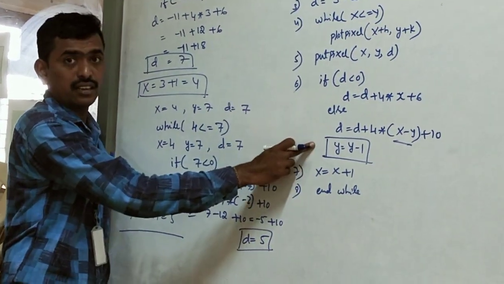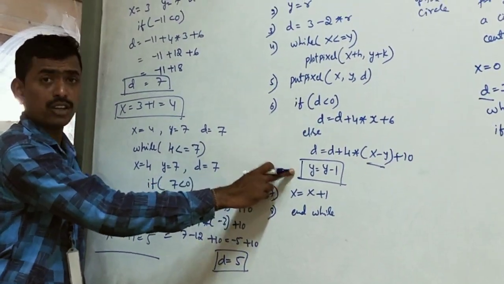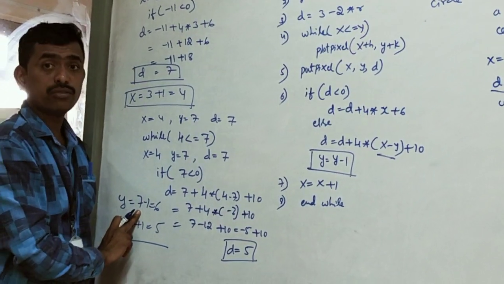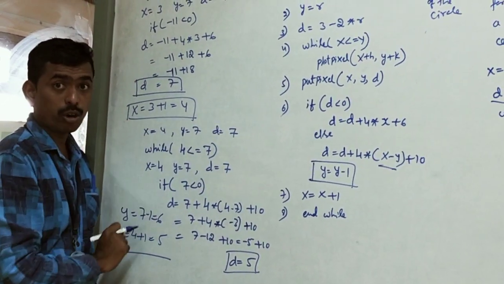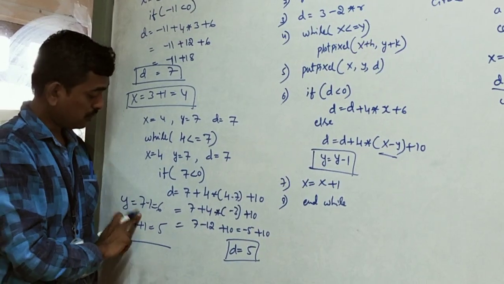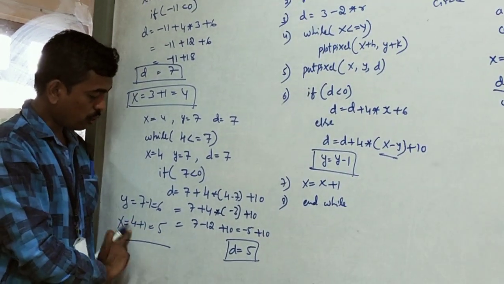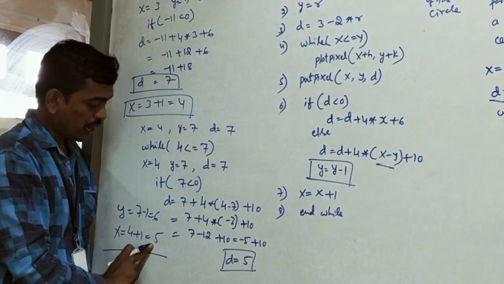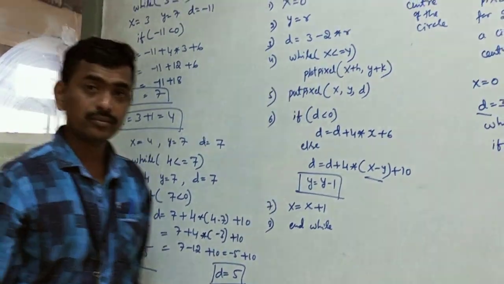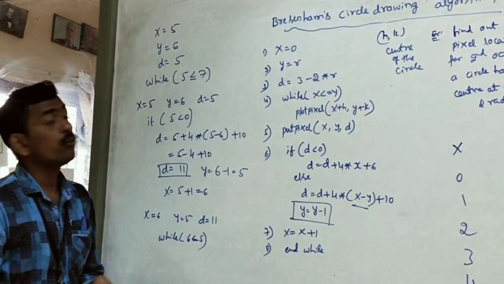Again in the second formula, y equals y minus 1, y is the value of 7. Okay, in previous step already decremented 8 minus 1, 7, this is 7 minus 1, 6. Okay, x equals 4 plus 1, increment the value, 5. Okay, x equals 5, y equals 6.